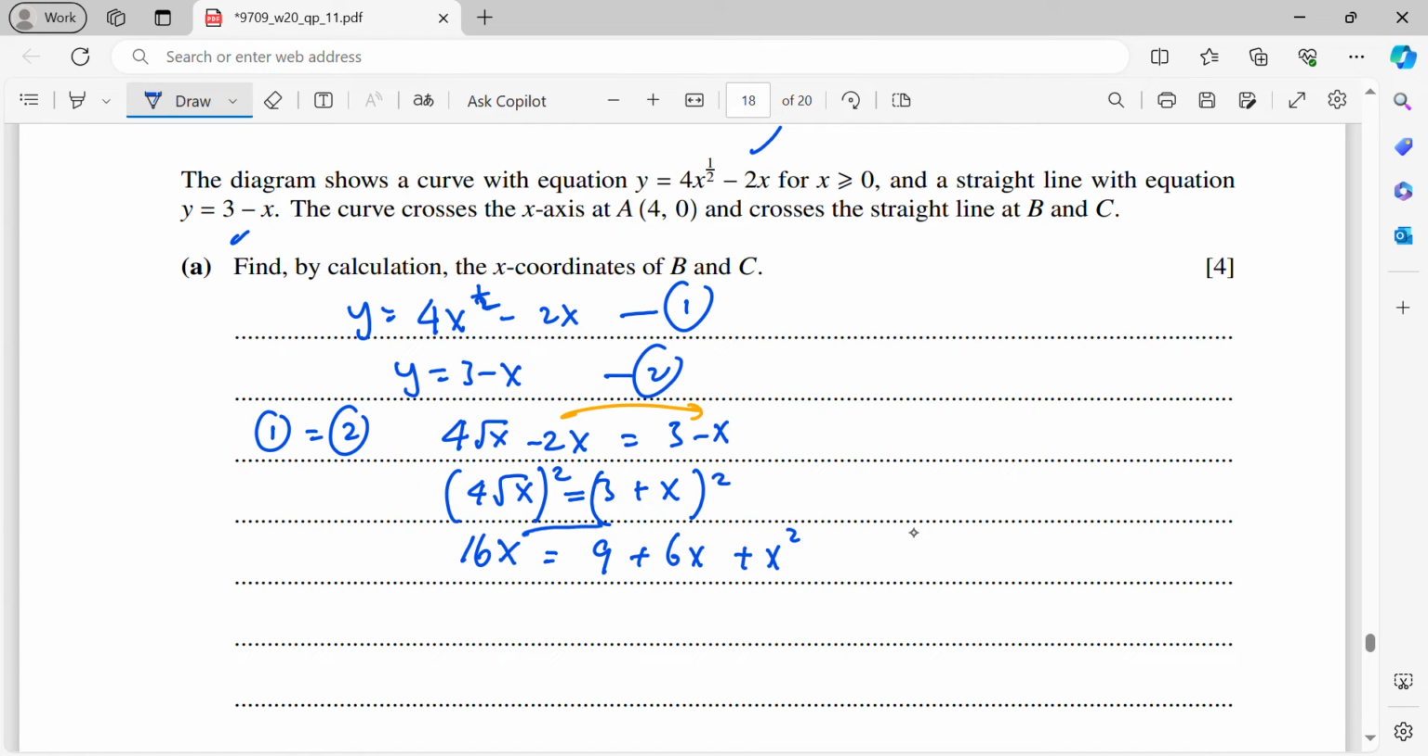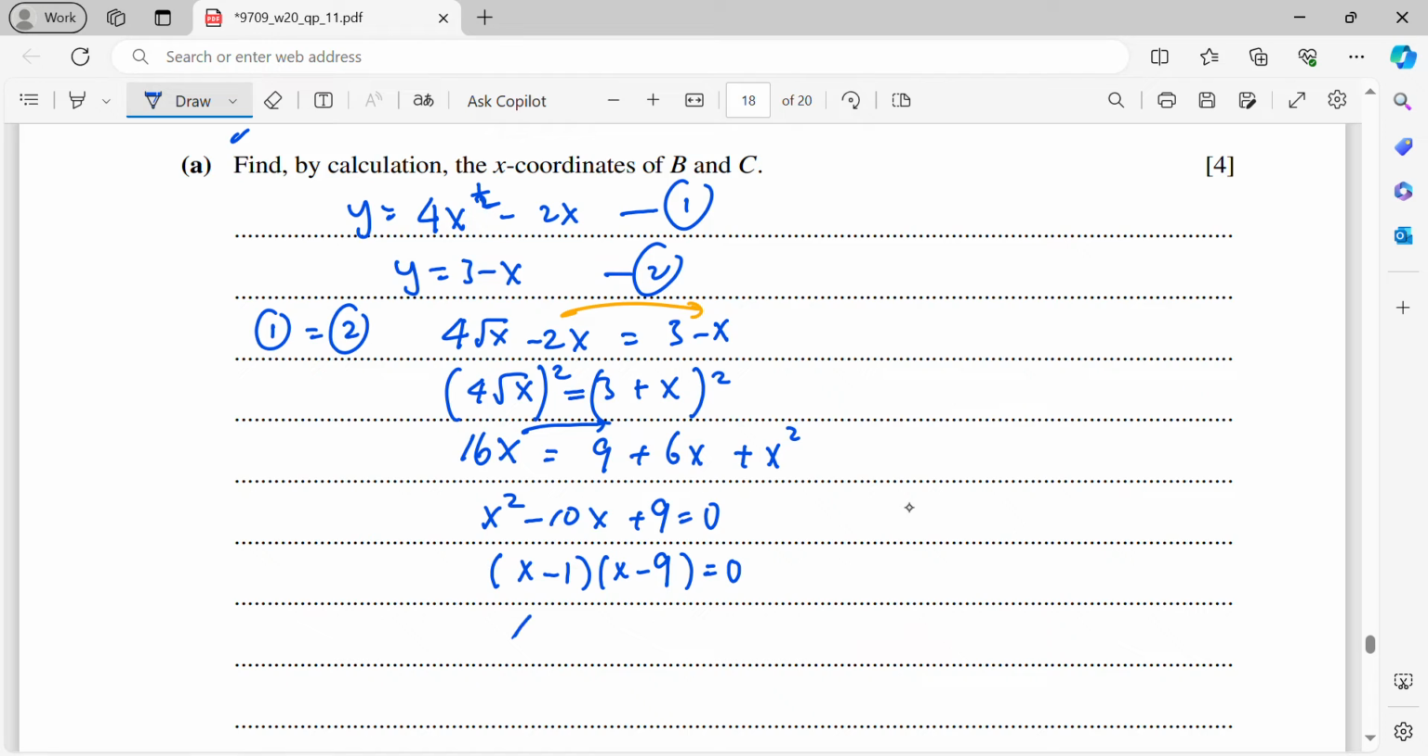So move the left side term to the right side. I'll get x squared plus 6x minus 16x, which is minus 10x, then plus 9 equals 0. And this can be factorized into x minus 1 and x minus 9. Okay, so then from here, either x minus 1 equals 0 to get x equals 1, or x minus 9 equals 0 to get 9. So these are the two x coordinates.